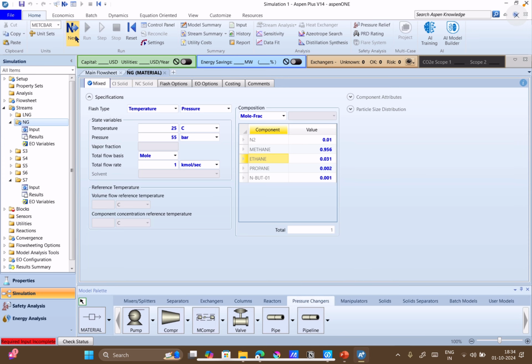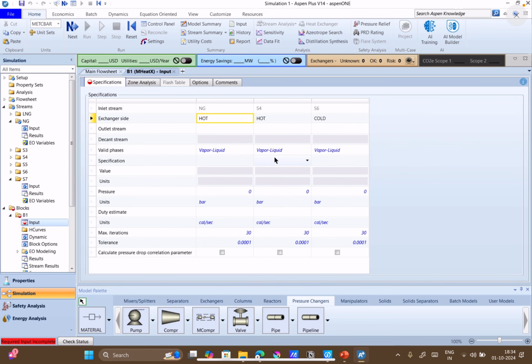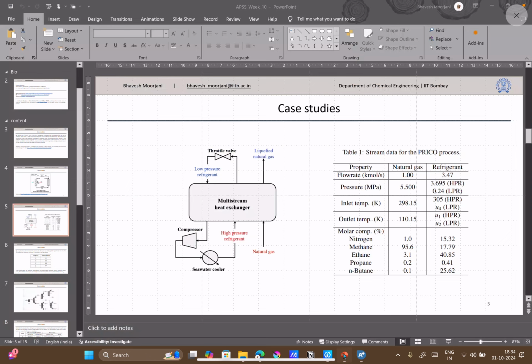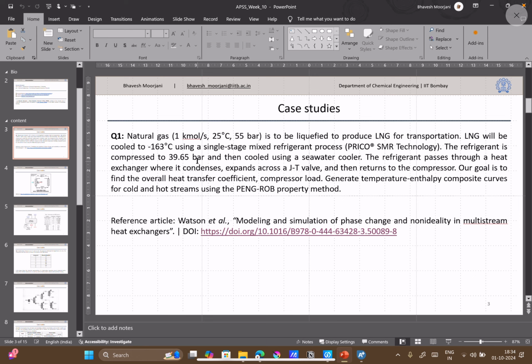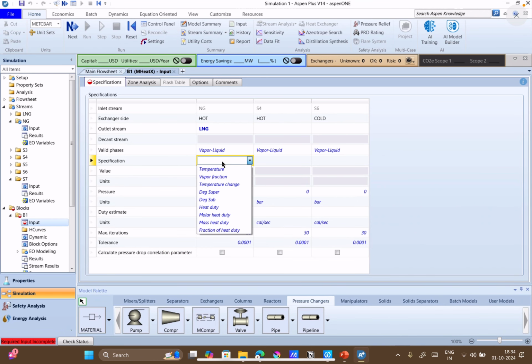Now it is asking for the information about the heat exchanger. NG is connected to LNG and the outlet temperature is provided as 110.15 Kelvin, or you can write it as minus 163 degrees centigrade. So I am providing the outlet temperature for LNG as minus 163 degrees centigrade. Okay, so this information we have.